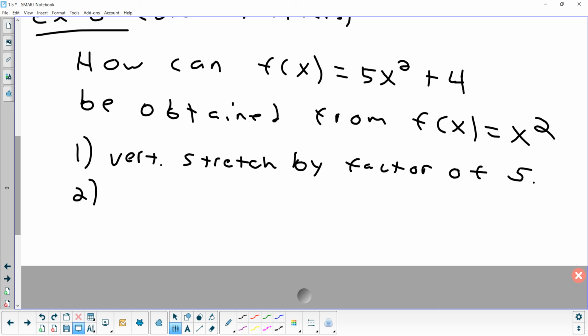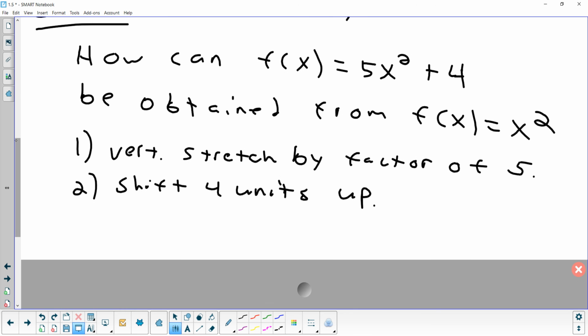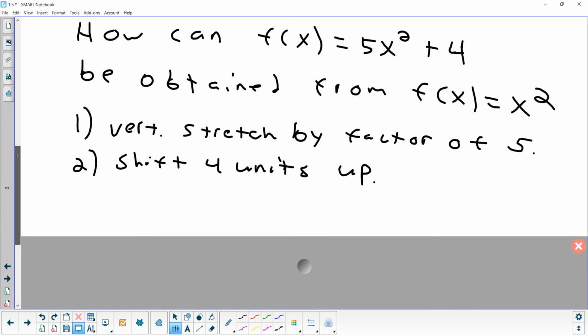And the second thing is the +4. How about, Mabel, what's the +4 going to do? Shift of 4 units up. Yes, so shift 4 units up. And when you describe a transformation, you have to tell me what it is and how much it is. Vertical stretch, how much? Shift, how much? Which way? So shift 4 units up. Okay, any questions on that one? Yes.